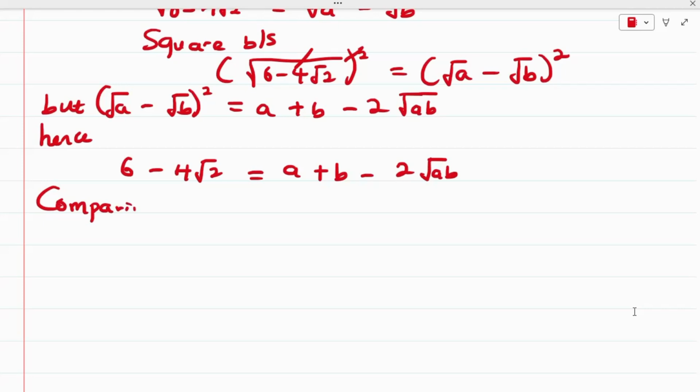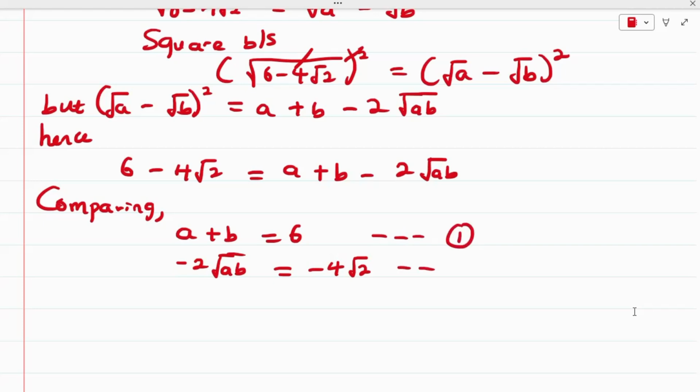Compare. So on comparing, we have that a plus b is equal to 6, which is the rational number, and we have minus 2 into the root of ab is equal to minus 4 root 2, which is the irrational number. That is the one with the square root right here. So we are going to call this equation 1 and call this equation 2.